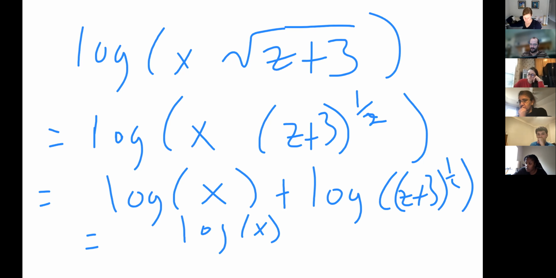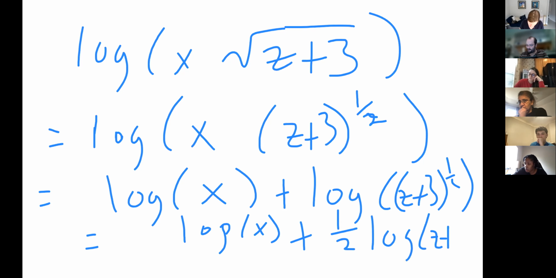And I think you were telling me to bring the power down. Is that what you're saying? Yes, that's the next rule we can use. 1/2 log of z plus 3. And I'm looking at this. What else can I do to this? Can I do anything to this?